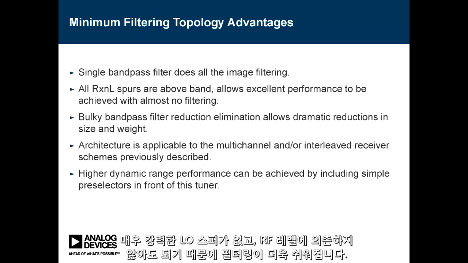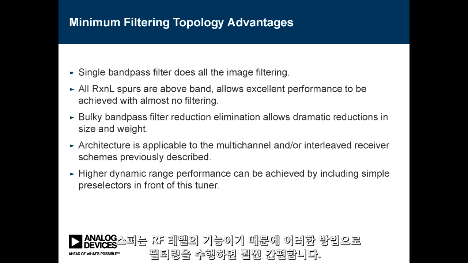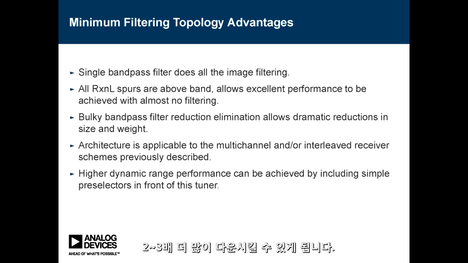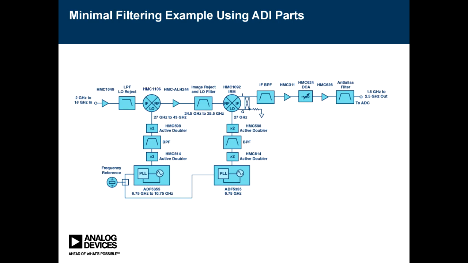The filtering is easier because we don't have the LO spurs, which tend to be very strong and not dependent on the RF level. With the way this is, if you do use filtering, it gets much easier because the spurs are a function of RF level also. So if you move the RF level down with a filter, it goes down 2 or 3 times as much because of the way the spurs are created.